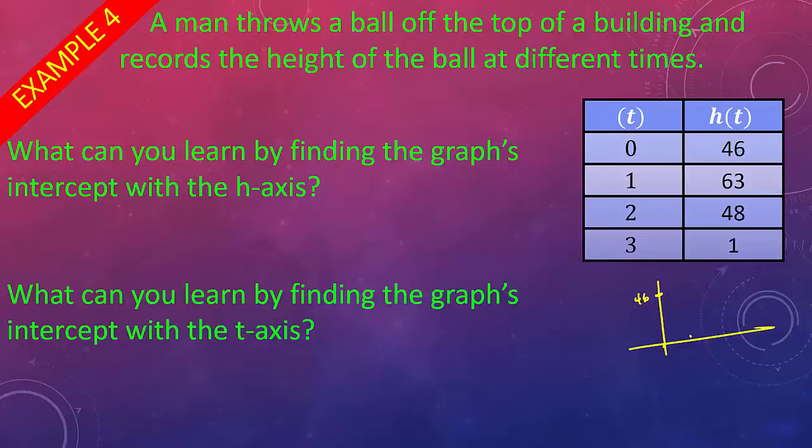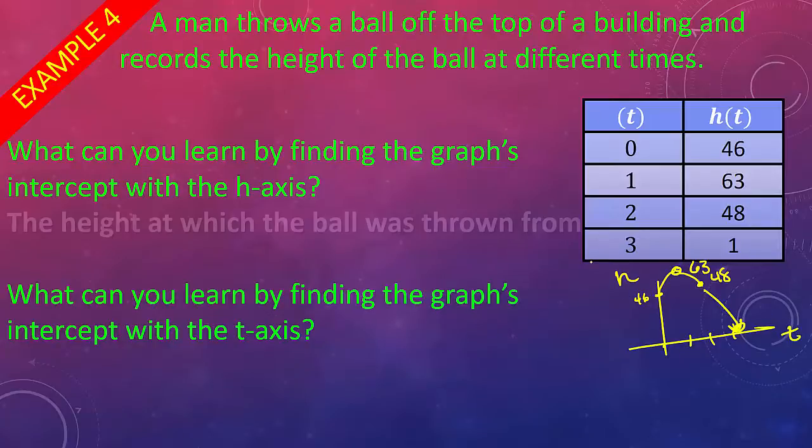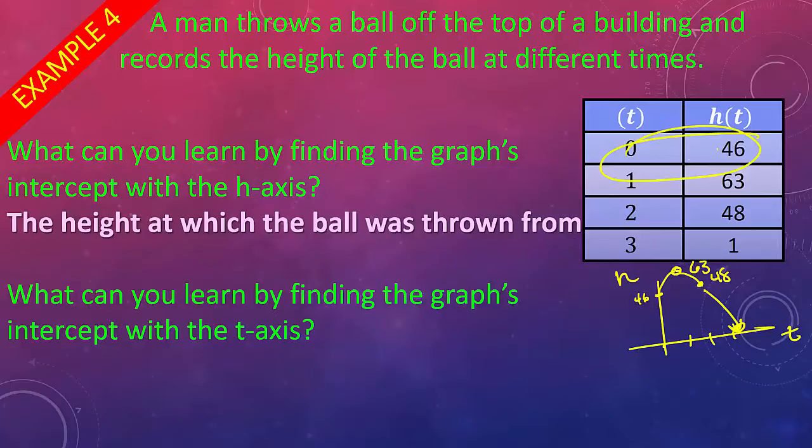Okay, and then after 1 second, it's up at 63. And at 2 seconds, it's almost back to the same height, 48, and then at 3 seconds it's almost all the way down here. So what could we learn by finding the graph's intercept with the h-axis, which is this one up here, where t is over here? With the h-axis, we can find the height at which the ball was thrown from. That's this right here. So it was thrown from a height of 46 feet.